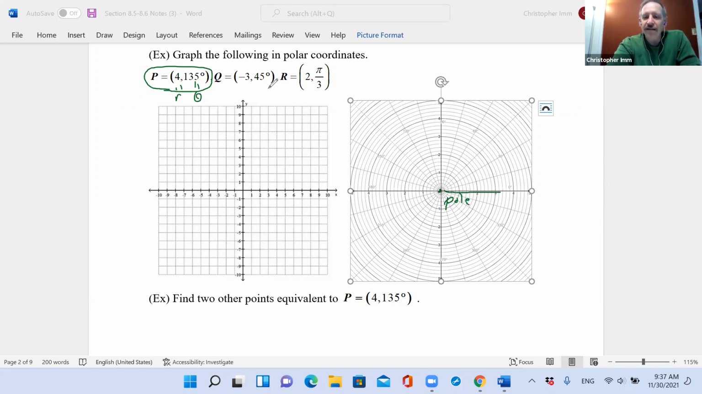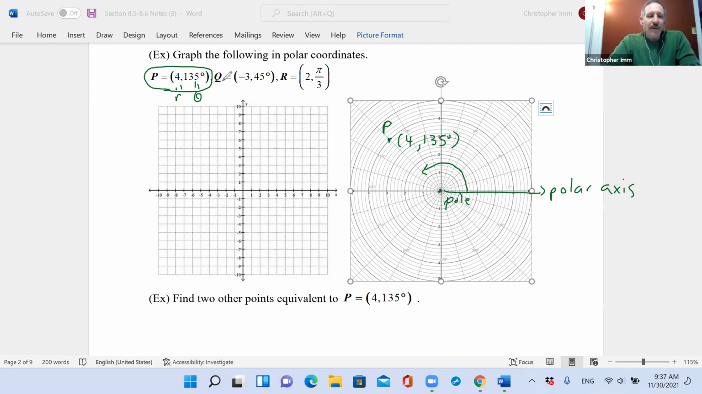And this positive axis here is called our polar axis. Move this over here. There we go. This is our polar axis. So what this tells us to do is revolve 135 degrees, so that would be right around here, and then go out 4 units. And there, right there, is my point. So in the polar coordinates here, at 135 degrees is going to be my point, P.